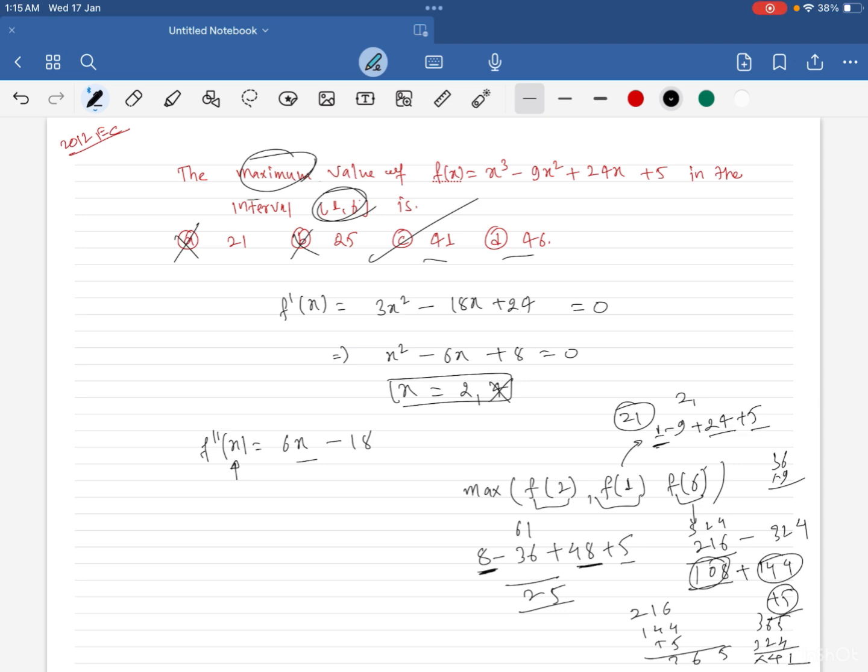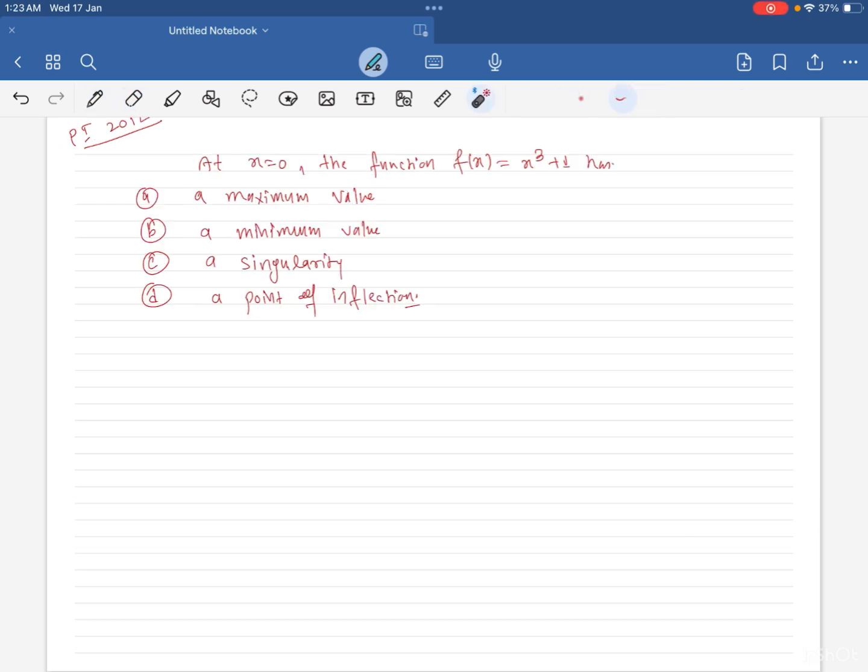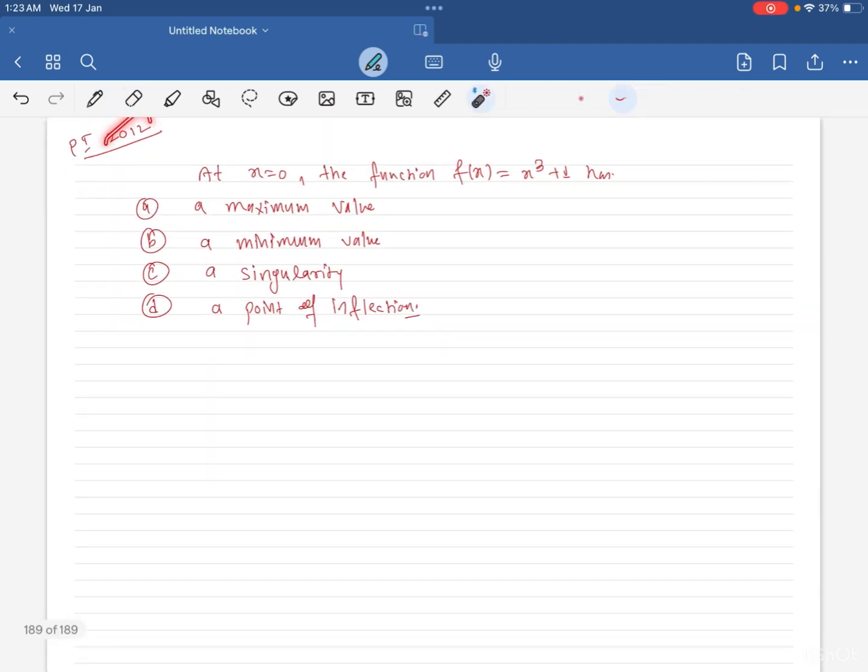Okay, now let's look at the next question. This question is from 2012 PI. We are given this function, that is x cube plus 1. At x is equal to 0, we have to check if it is maximum or minimum, right? This is a well known function, x to the power 3, right? And we have plus 1, so when x is 0, it is plus 1.